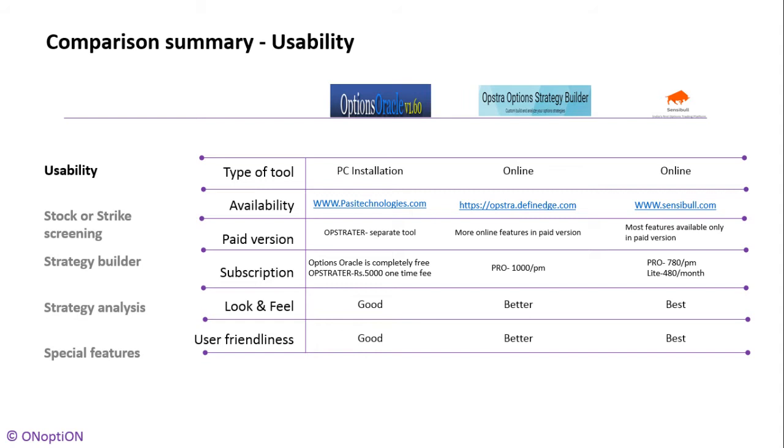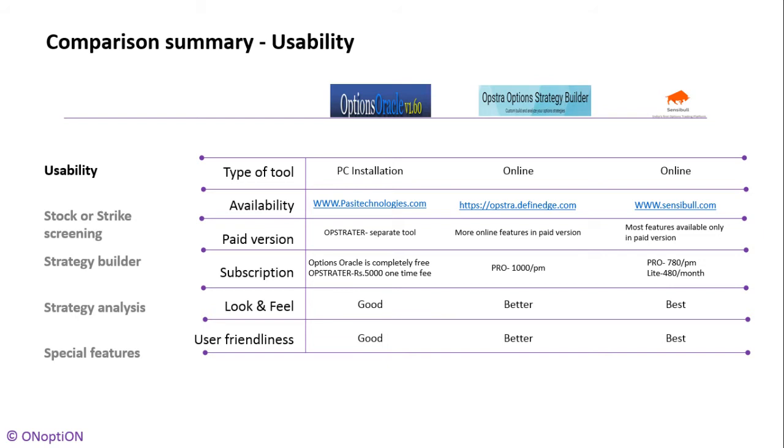Opstra and Sensibull are online tools, and you can get their website details here. You can use them. The subscription for OptionsOracle is completely free, but Opstra is paid, a 5,000 rupees one-time fee. Opstra is also available in a Pro version, that is 1,000 rupees per month. Sensibull is available in Pro and Lite, two different versions.